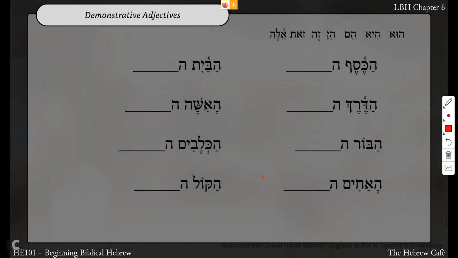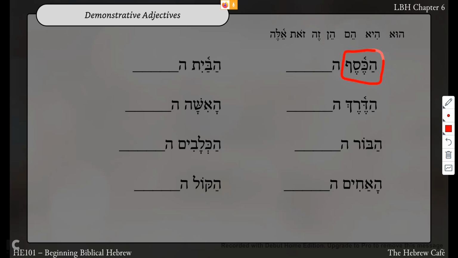All right, moving on. We're going to use these demonstrative pronouns: hu, hi, hem, hen, ze, zot, ele. And we're going to put them on nouns according to number and gender. All right? So let's try to remember. Kesef, is it masculine or feminine? Do you remember?